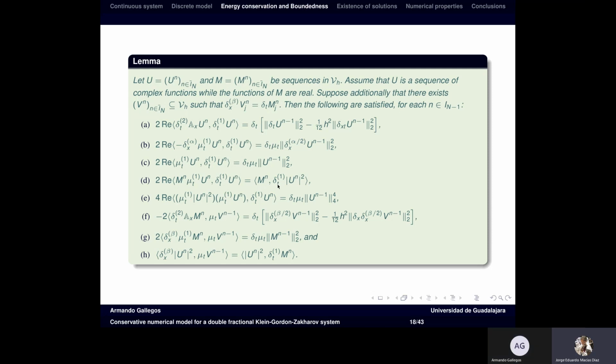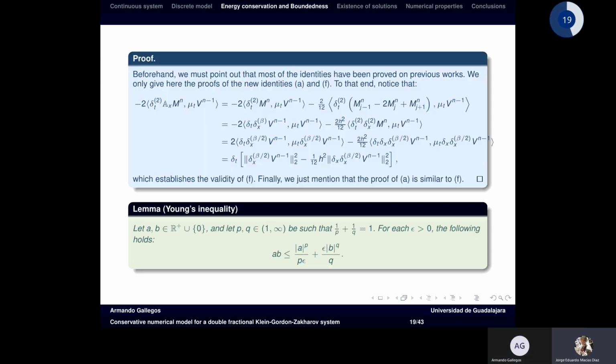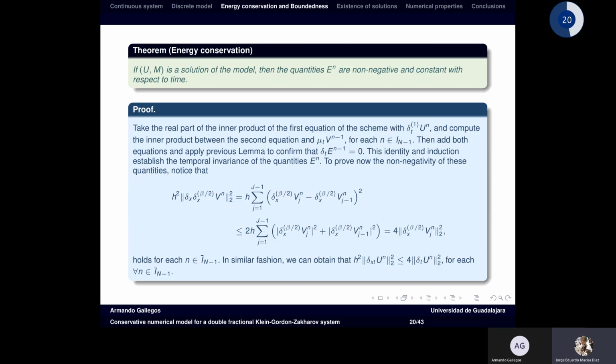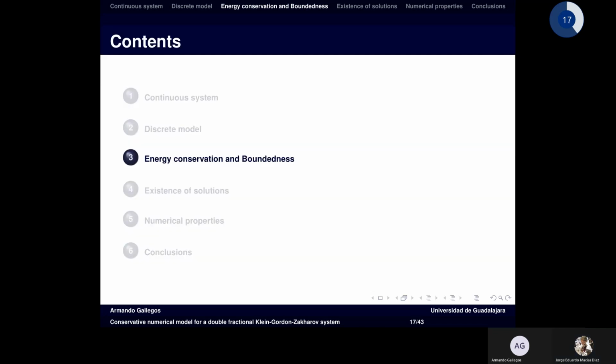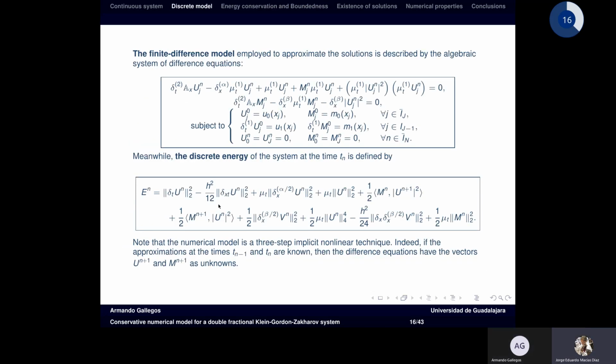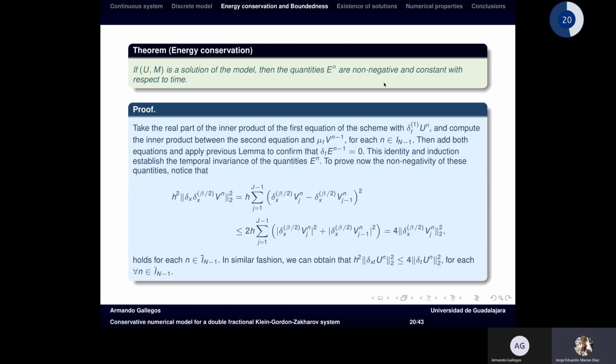Okay, we need various calculations. So this lemma introduces various expressions which are going to be convenient at some point. I'm going to skip the proofs. We are also going to use Young's inequality, which is traditional, classical. And this is our theorem on the conservation of energy. So if U and M are solutions of the discrete model, then the quantities that I presented before, namely these ones here, are going to be non-negative and are going to be constant throughout time. So notice that this is the discrete form of the conservation of energy theorem for the continuous system.